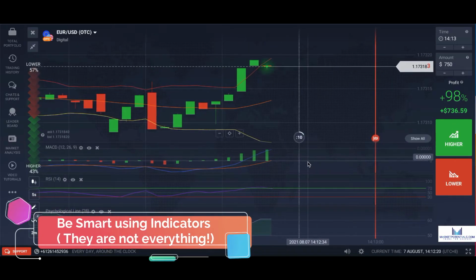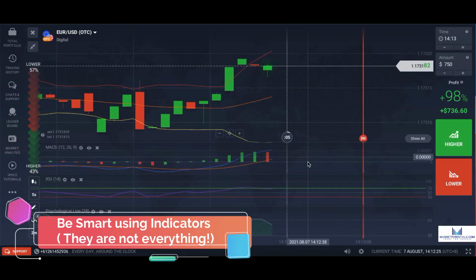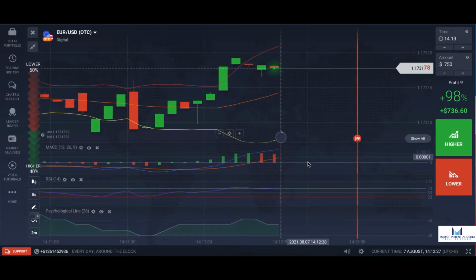So you never really use one indicator and trust it 100%. That's not how it works. You use a few in combination and try to make an assessment of what you think is going to happen.